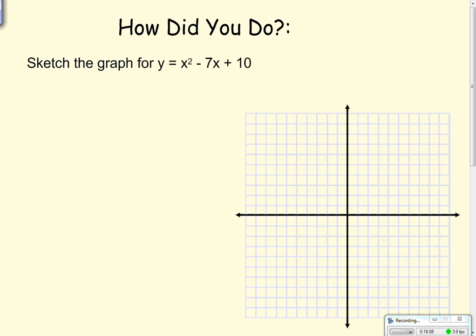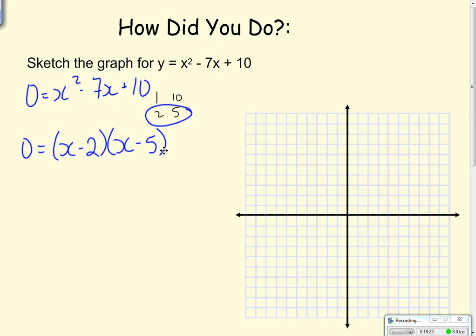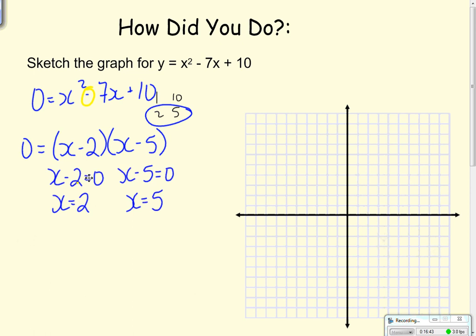All right, so the first thing we want to do is set it equal to 0. So we have x squared minus 7x plus 10 equals 0. We factorize by finding our factors of 10. We're adding them, so we want to add to make 7. So we're going to use 2 and 5. Because it's an add, we use the sign in front of the 7 right here, and that means in both brackets. So we have x minus 2 and x minus 5. We set each of those equal to 0. So we get x equals 2 and x equals 5.